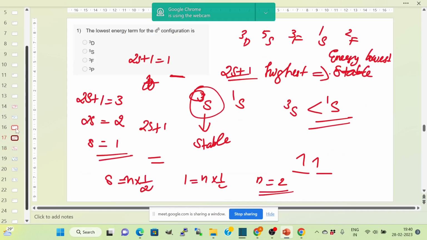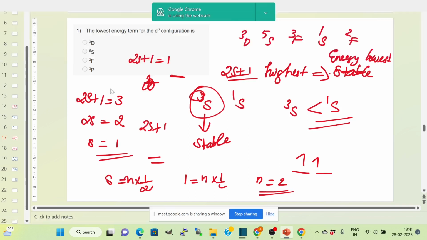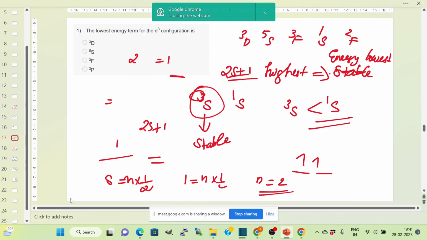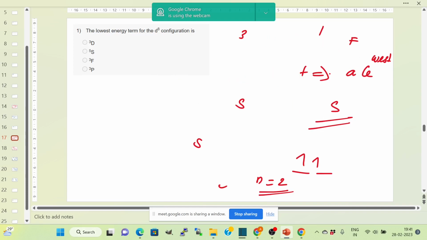Okay. So here they have asked for the lowest energy term for the d8 configuration. As you know, the d8 configuration is a huge configuration. We have 8 electrons and 5 subshells. If we have to write all the configurations, it is not possible. So let me give you an easier way to do this. One second. Let me resolve this.